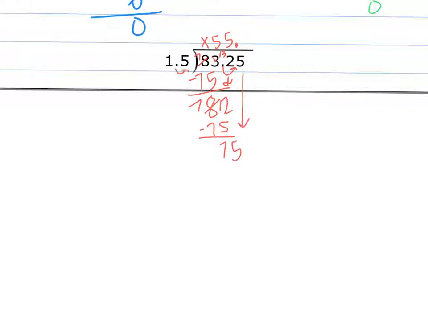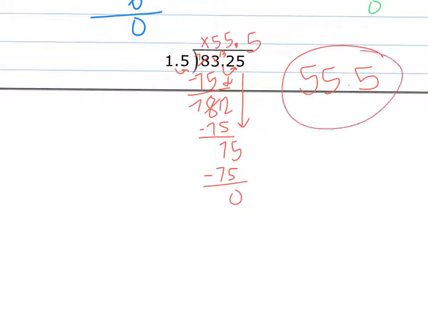Drop down the 5. 15 goes into 75 5 times. 5 times 15 is 75. Lots of 75s on here. 75 minus 75 is 0. Nothing else to bring down. No numbers left over. So my answer is 55 and 5/10.